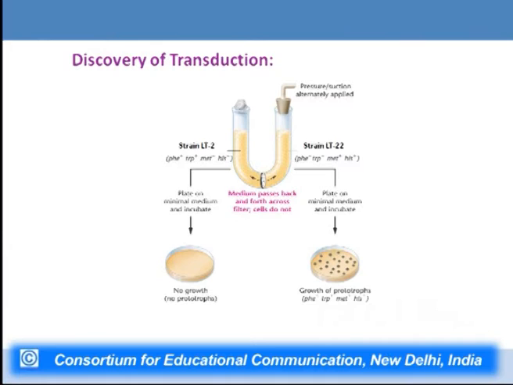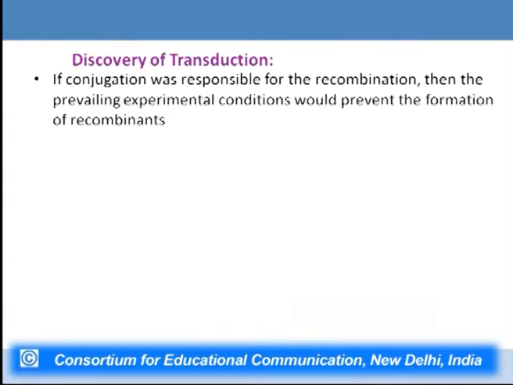This is the experimental setup diagram. It shows a U tube, and on one side the LT22 strain is growing, and on the other side the LT2 strain. LT22 is a phenylalanine and tryptophan auxotroph, and LT2 is a methionine and histidine auxotroph. Medium is passed back and forth through the sintered glass filter, and prototrophs could never be isolated from the LT2 side, whereas prototrophs could be isolated from the LT22 side. Now what exactly was happening?